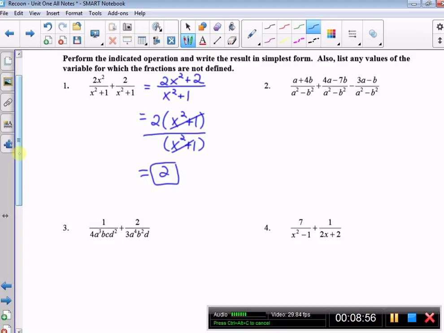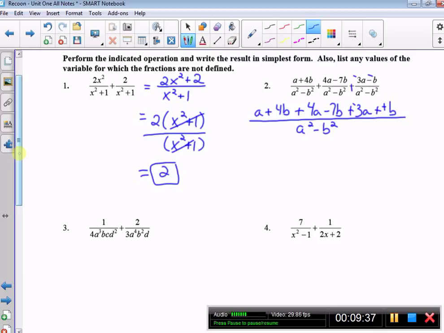Number 2, we're just going to have to deal with the subtraction sign. So I'm going to make this plus, negative, negative. So what I have in my numerator now is a plus 4b plus 4a minus 7b minus 3a. You could put plus if you want, negative 3a minus negative b really turns into, and this is all over a squared minus b squared, because that's, you know, the common denominator. But this really turns into plus positive.